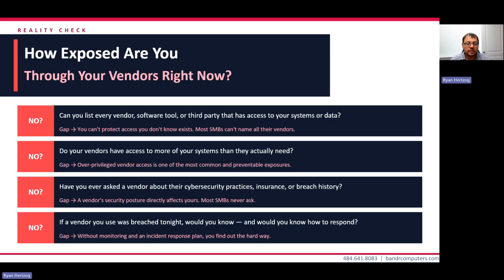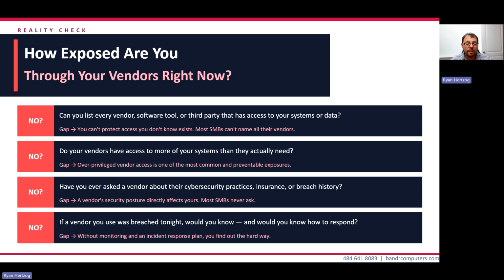The reality check: how exposed are you through your vendors right now? Can you list every vendor, software tool, or third party that has access to your systems or data? It's important to know who has access to your systems. Do your vendors have access to more of your systems than they actually need? If you're giving a vendor full access to your network, but they only need access to a certain portion of it, it's important to limit how much access they have, because if something happens to them, it limits how vulnerable you are from their breach.